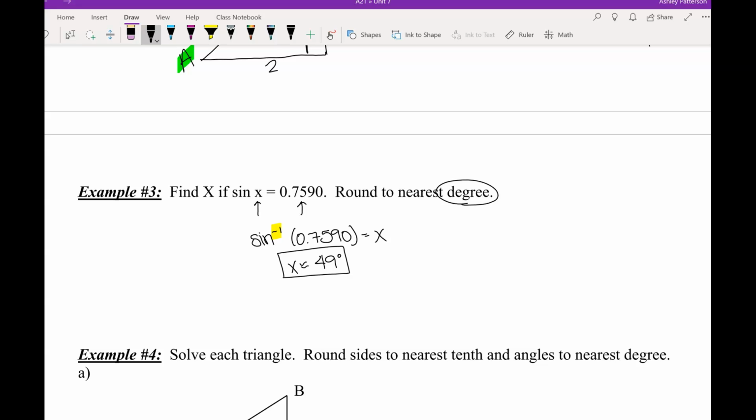If you have any questions on the calculator piece, don't worry. We'll definitely be doing a lot of it together in class. Write down your questions and ask me when we meet next time. Okay. All right, example 4.